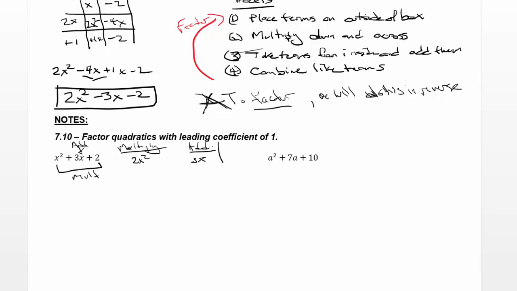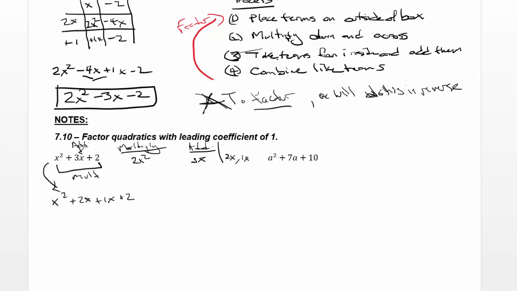So let's see, there's not many numbers that multiply to 2, just 2 and 1. Can we add 2 and 1 to get to 3? Absolutely. So to multiply to 2x squared and add to 3x, that's 2x and 1x. So this polynomial, if I uncombine this middle term, would be better written as x squared plus 2x plus 1x plus 2. That would be uncombining the like terms.